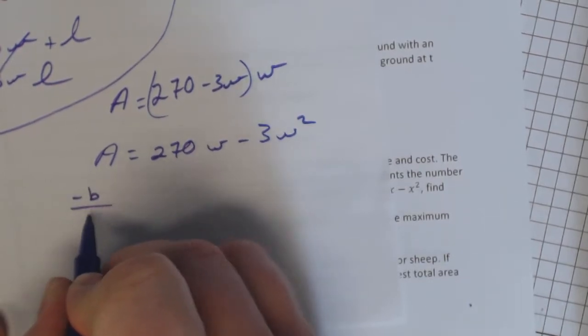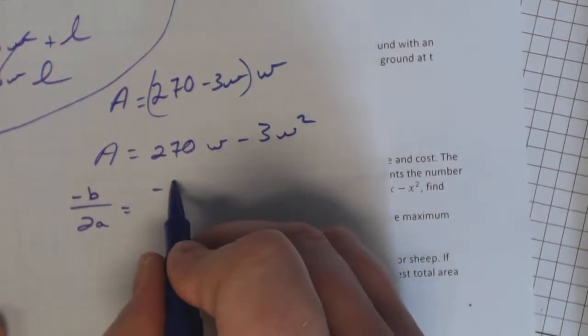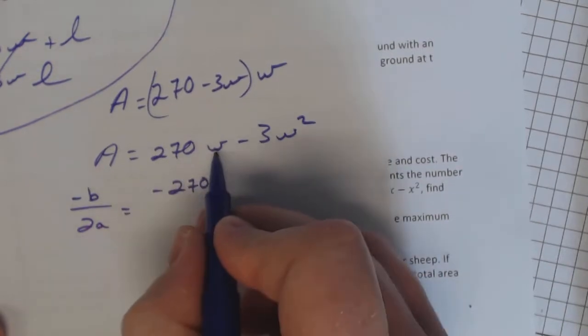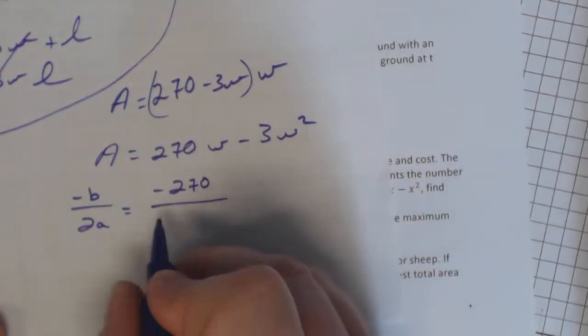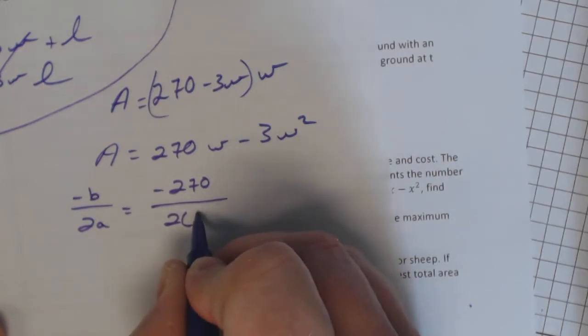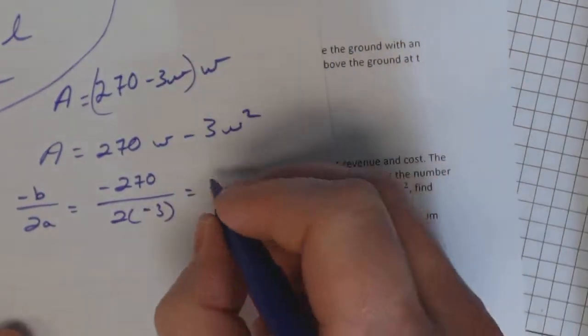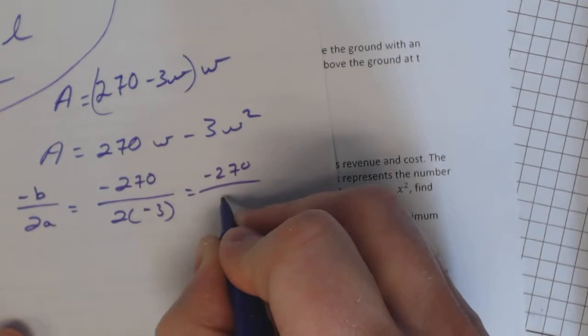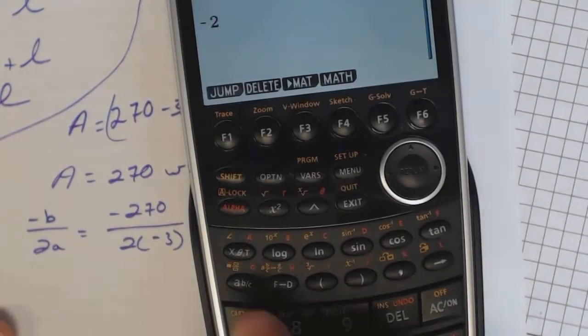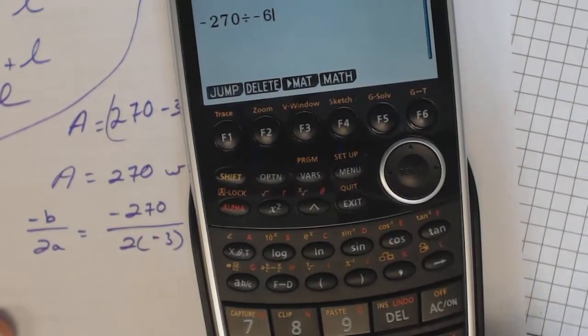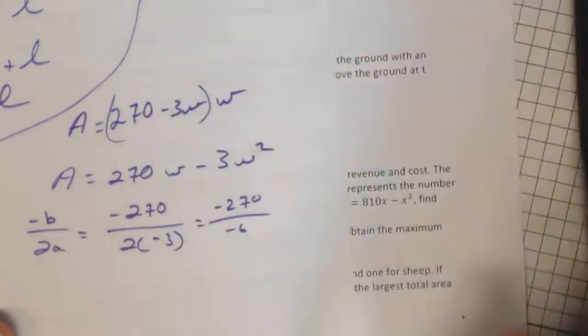So negative b over 2a would be negative 270. The b is always the number in front of the W, not the first number, and the a is the number in front of W squared. So negative 270 divided by negative 6. What is negative 270 divided by negative 6? It's 45.